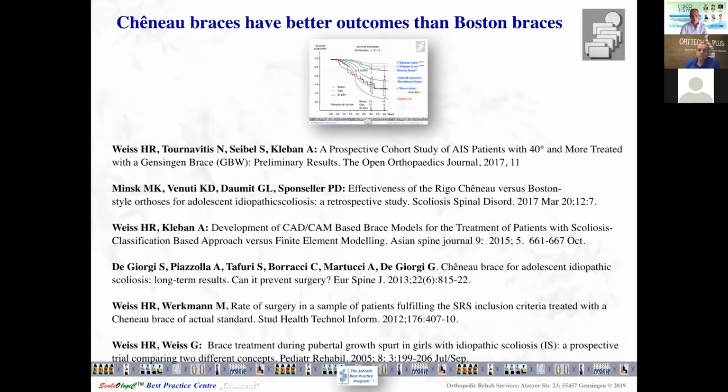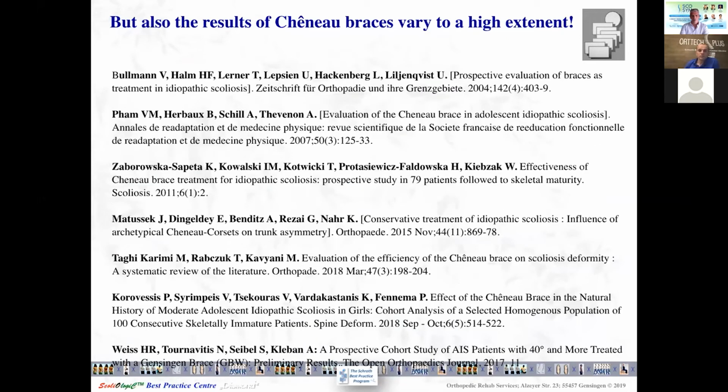Also, we know from the international literature that Chêneau braces, Chêneau type braces, have better outcomes than Boston braces. But also, the results of Chêneau braces vary to an extent. Some studies show us a 50% rate of success, some studies 90% of success. So it's a high extent.